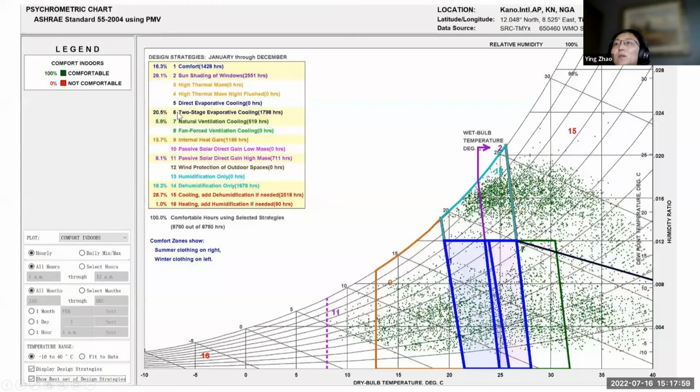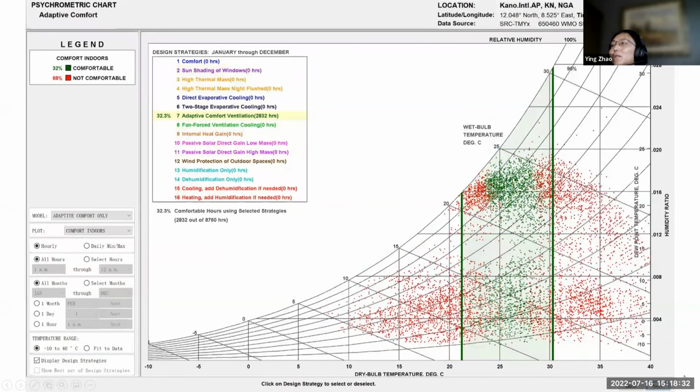The second is sun shading. That's still good. Another one is two-stage evaporative cooling, because you have dry and hot hours. And next is passive solar. That's for those hours that could be used for this area. So for the adaptive model, it will still be something like 30%.